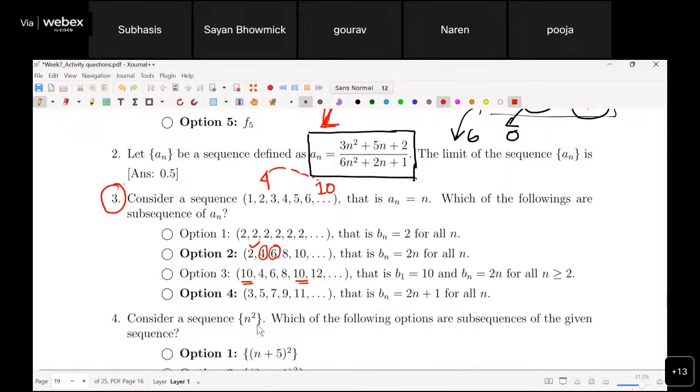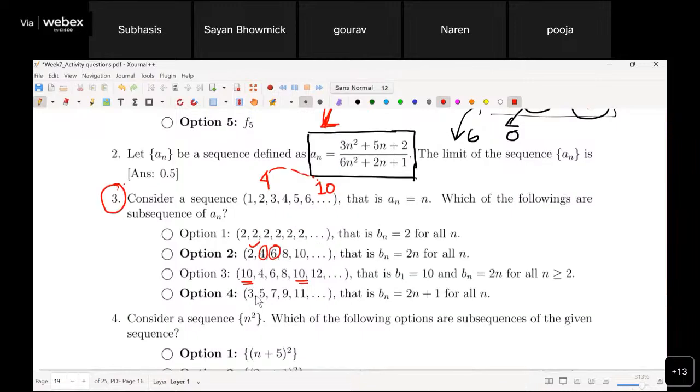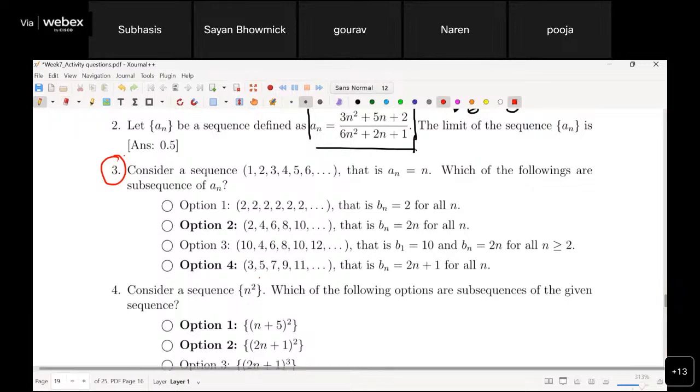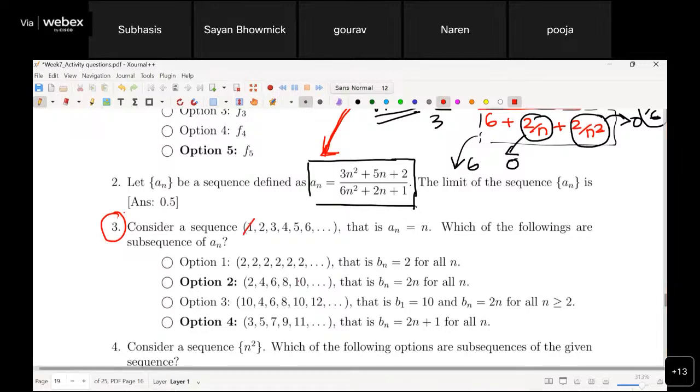And what about option 4? It is a subsequence, sir. Yes, it is a subsequence, right? Basically, you can see what I'm doing here. Only taking odd terms, sir, from the sequence. In some sense, not odd, I am actually ignoring 1. Ignoring 1, yes, sir. Like the condition is 2n plus 1, sir.